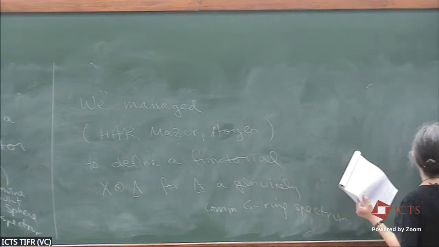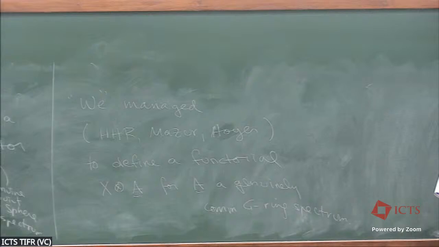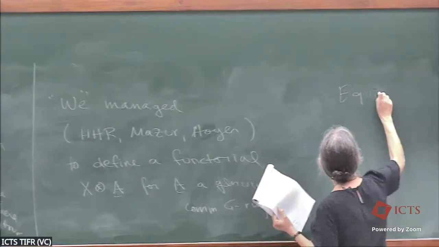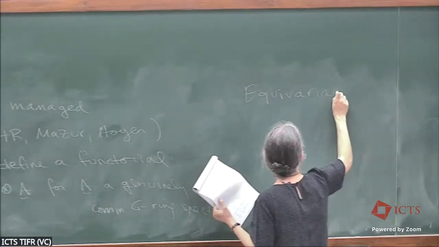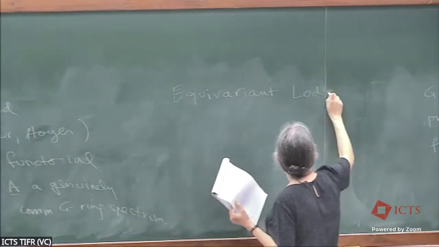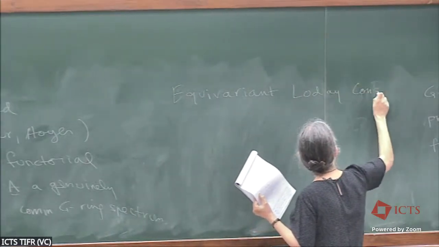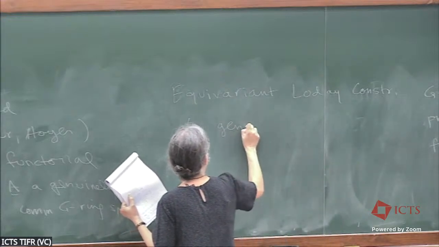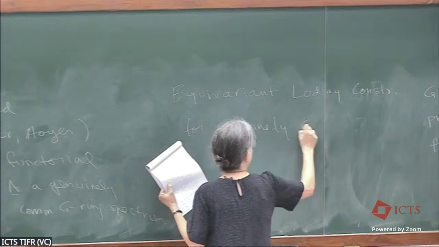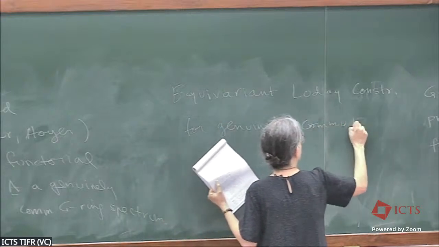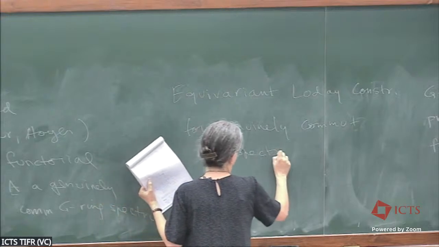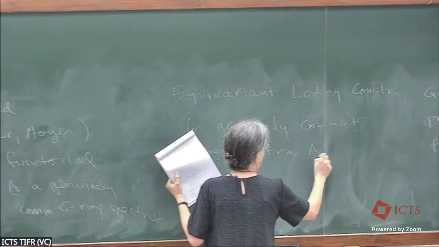And now the next step, I don't need to do any work because I want to do equivariant Loday constructions for genuinely commutative ring spectra A.